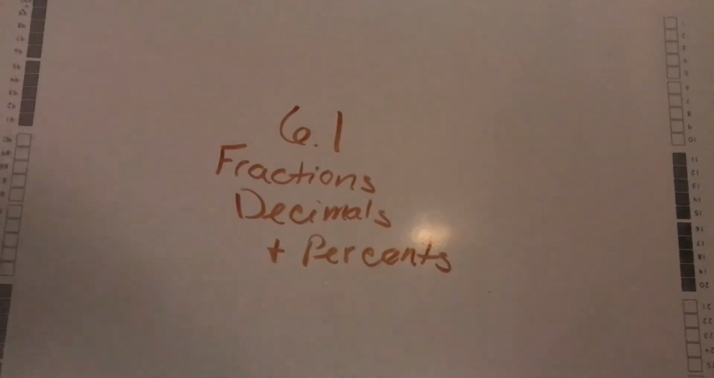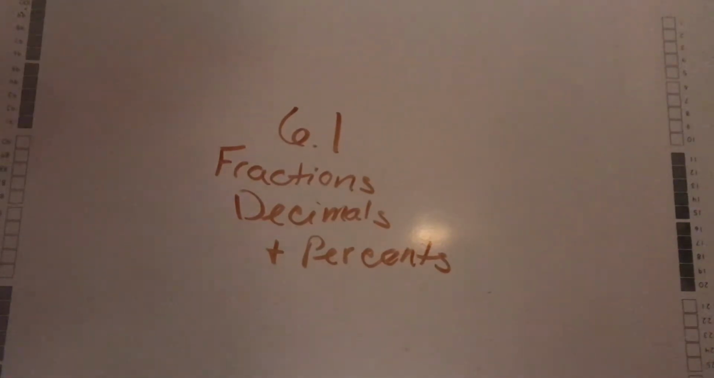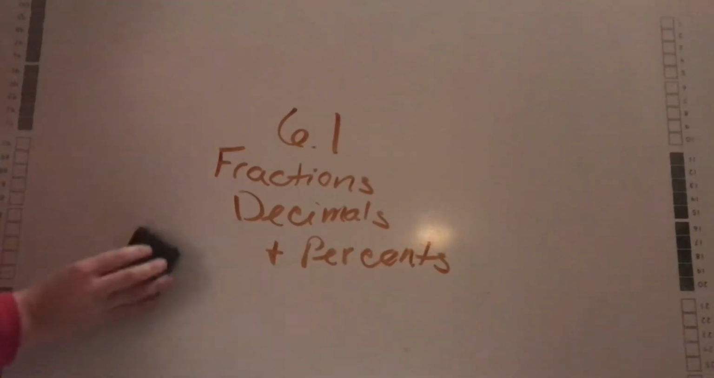All right, lesson 6.1 is fractions, decimals, and percents. So open up your books to page 232, and you'll see that they have a chart of 4 different number lines representing the same amount. So let's write down the numbers that they have.